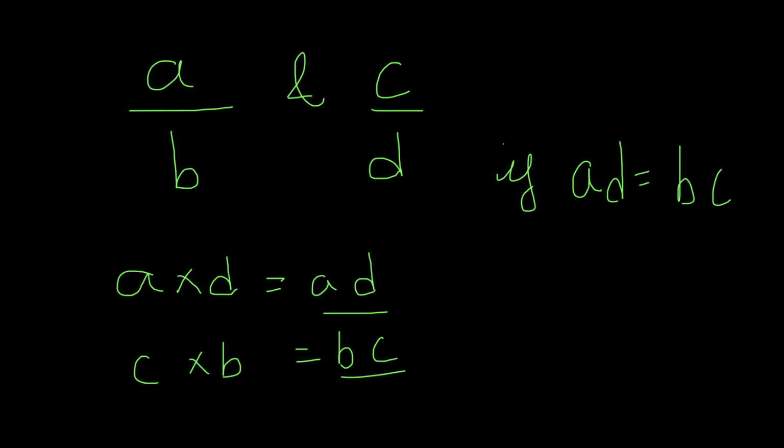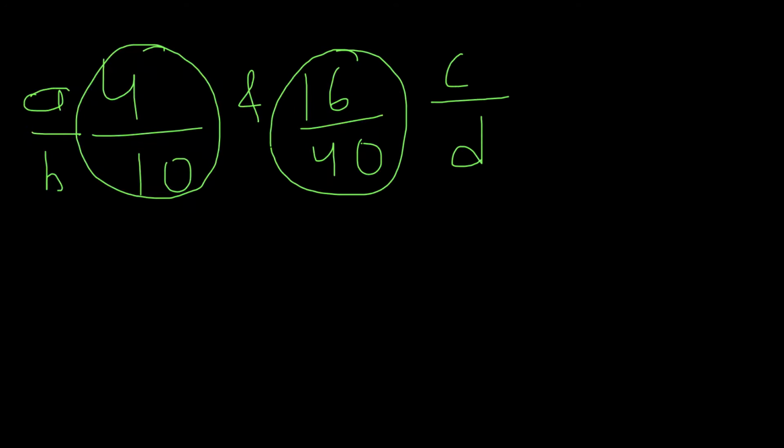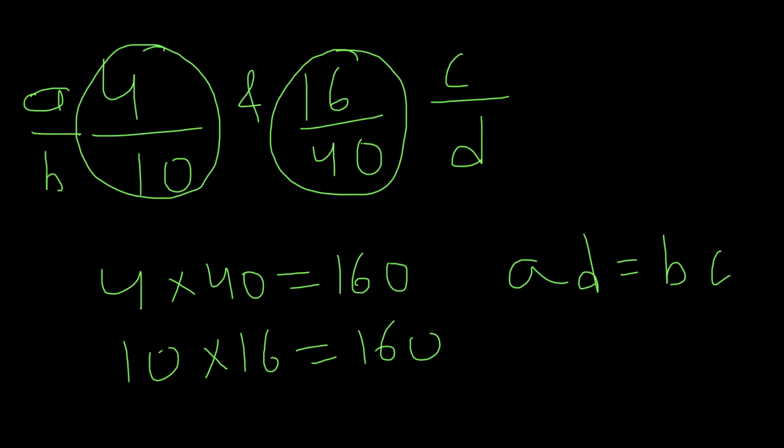Now we will see some examples for this. Example: 4 upon 10 and 16 upon 40. So this is a upon b and this is c upon d. So a into d, 4 into 40, will give you 160, and b into c, 10 into 16, will also give you 160. So as we can see, children, AD equals BC. So yes, 4 upon 10 and 16 upon 40 are equivalent fractions.